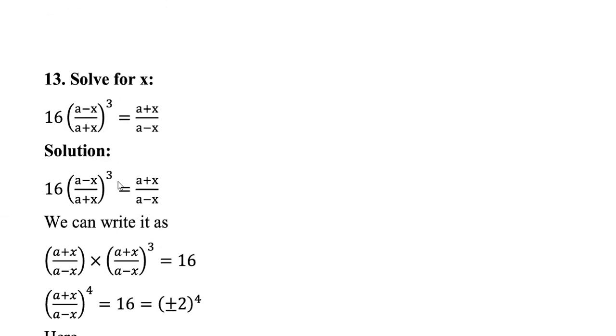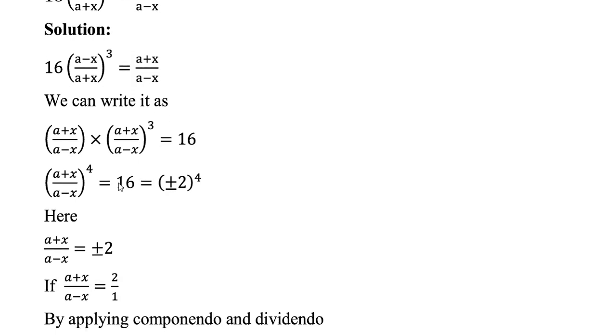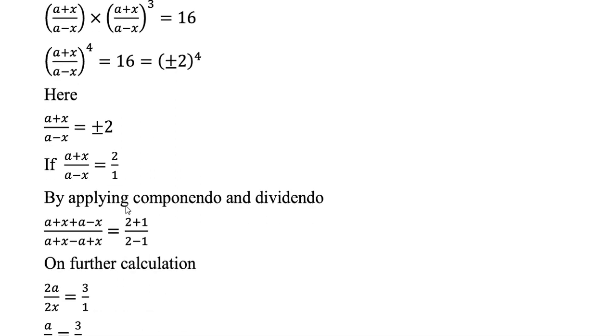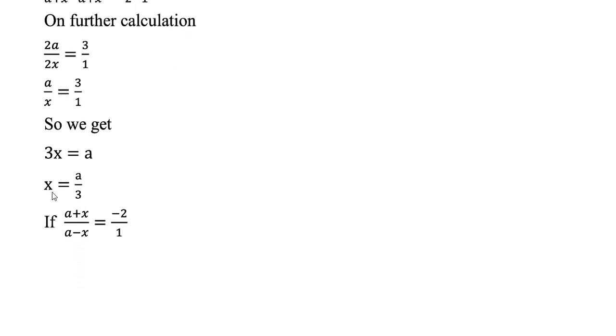Come to the next problem. Solve for x. 16 into a minus x divided by a plus x, to the power cube, is equal to a plus x divided by a minus x. First I will write the equation. After that, a little bit of simplification, so that this one into this one is equal to 16. After that, again a few steps of simplification. After that, again applying componendo and dividendo, you will get x is equal to a by 3.